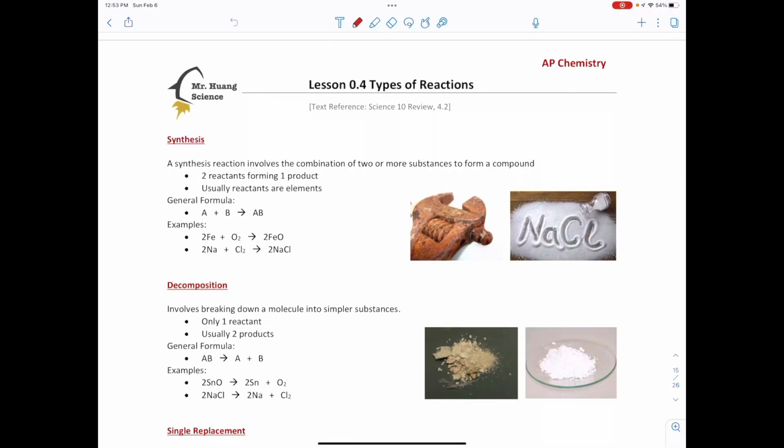So the first type of reaction we're going to look at is a synthesis reaction. A synthesis reaction involves the combination of two or more substances to form a compound. Usually it is two reactants forming one product. The reactants are usually elements, and the general formula for a synthesis is A plus B forming an ionic compound AB. Keep in mind that this compound is an ionic compound, meaning that when we're forming this ionic compound, we do need to use the ionic compound rules.